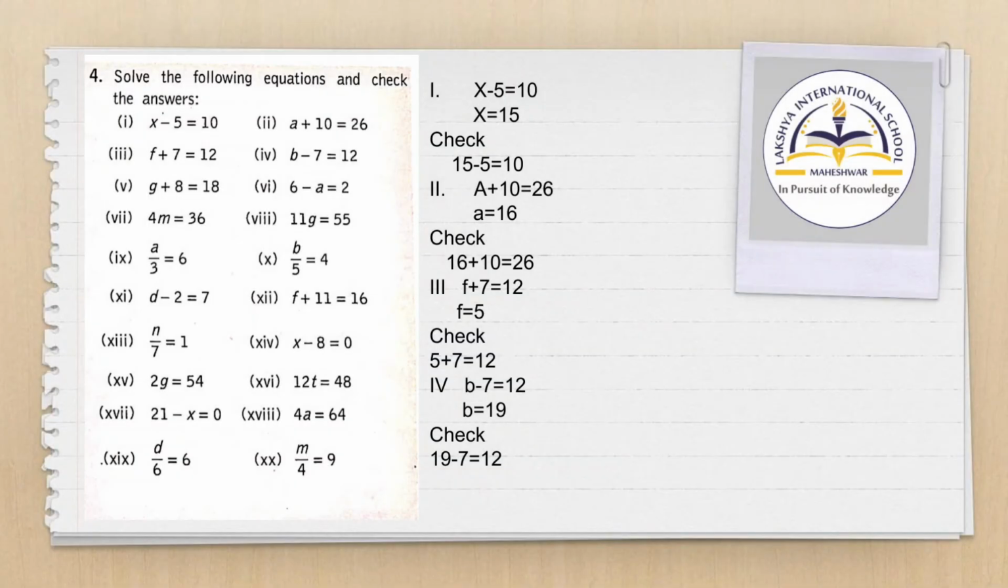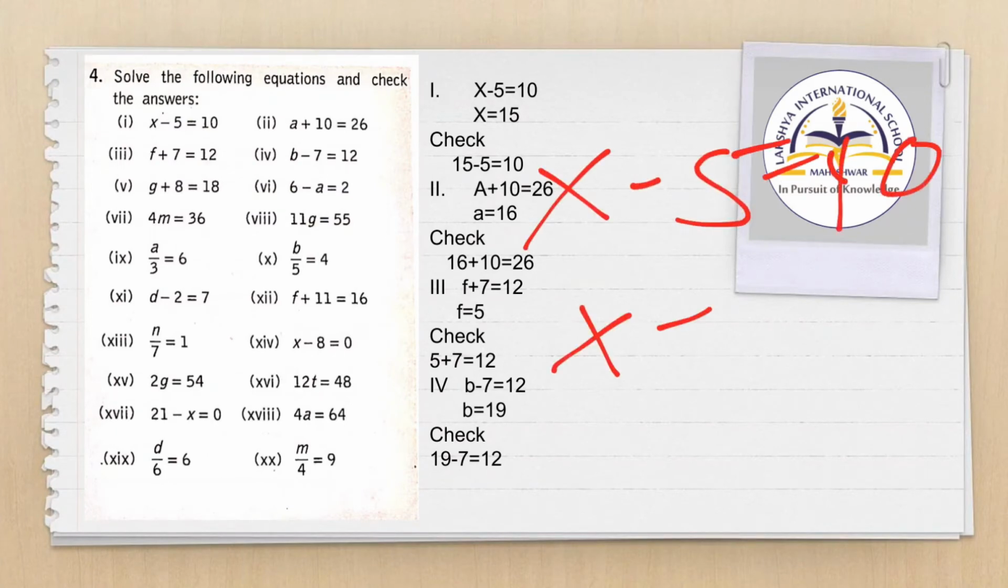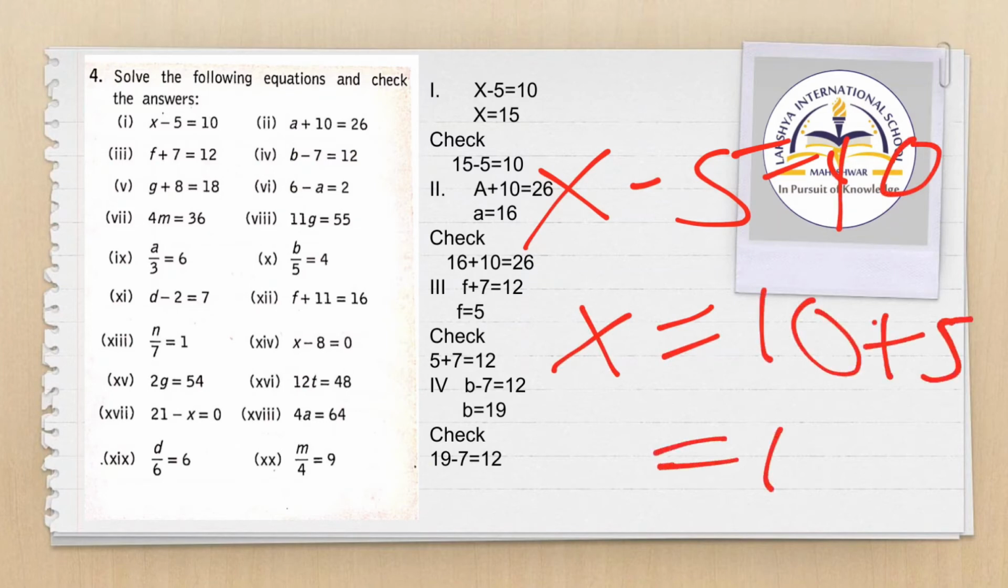Now question number 4, solve the following questions and check the answers. Question number 1, x minus 5 equals 10. So x equals 10 plus 5, so 15. Here, when we transfer minus 5 to RHS, it will become a positive sign. The sign will be changed. So x equals 15 will be our answer.